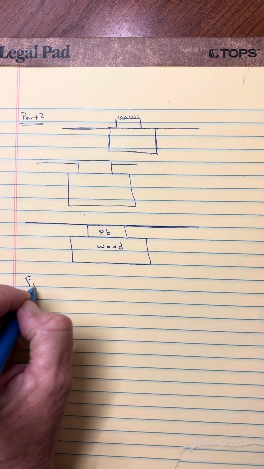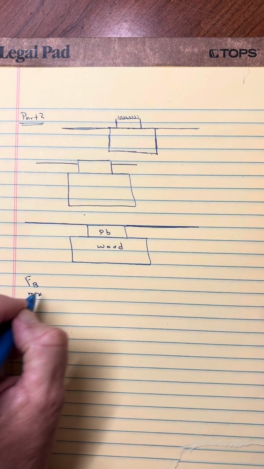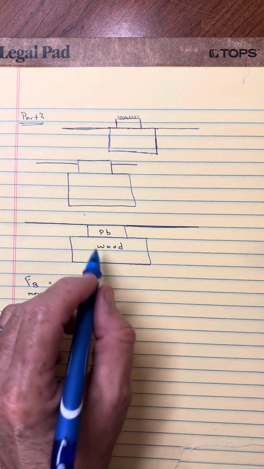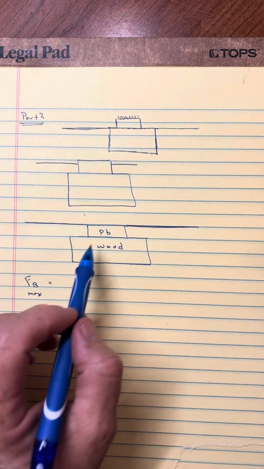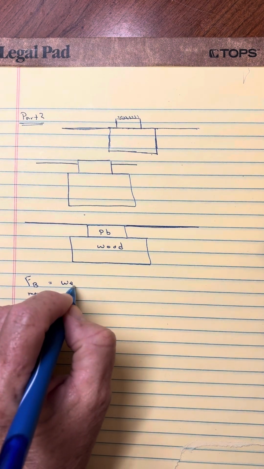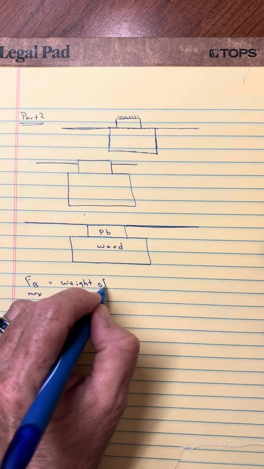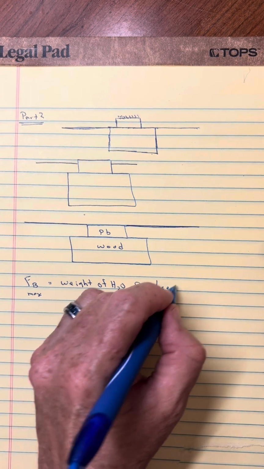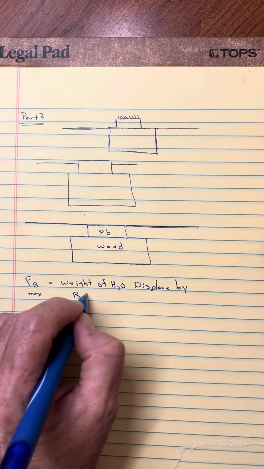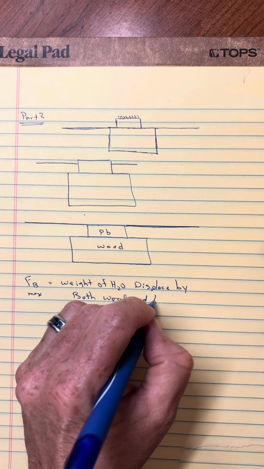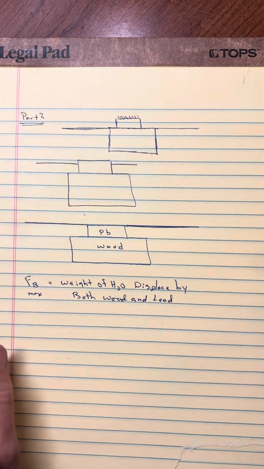So your buoyant force, I'll even put maximum, is then really the weight of the water displaced by both of these. And I'll just go weight of H2O displaced by both wood and lead. So that's the key thing to it.